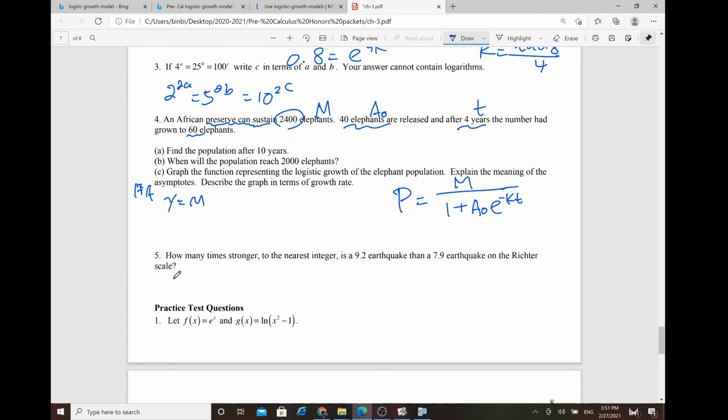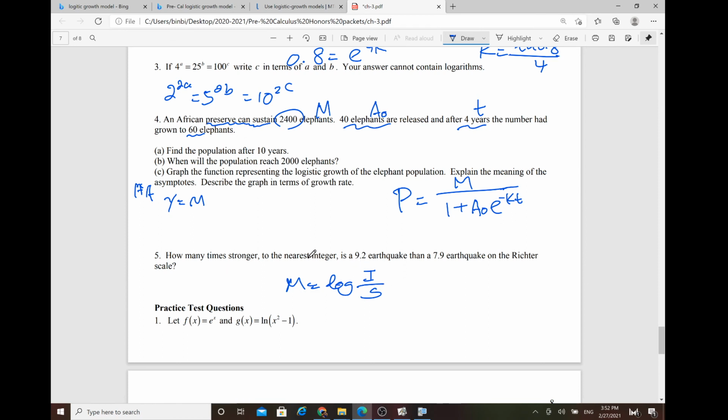Okay, so the other one is about the earthquake problem. How many times stronger, to the nearest integer, is a 9.2 earthquake than a 7.9 earthquake on the Richter scale? Normally the magnitude model is M equals log of I over S, where M is the magnitude, I is the intensity of the earthquake, and S would be the standard scale.